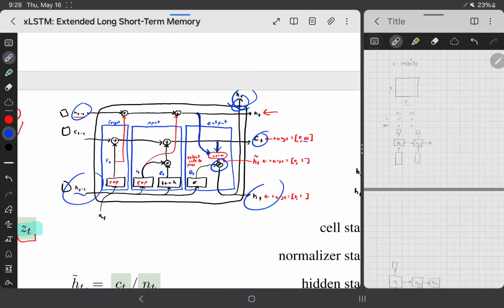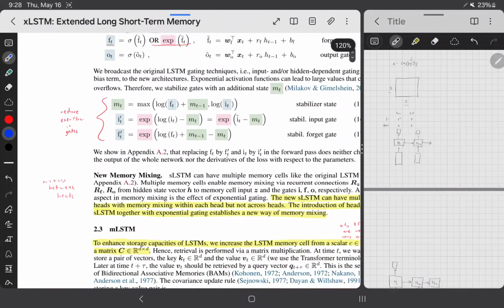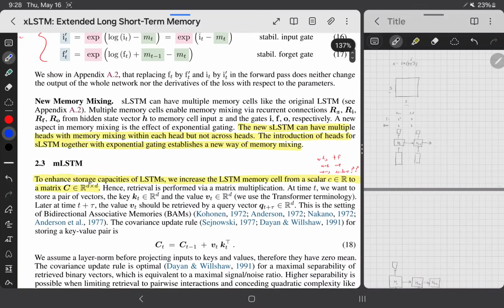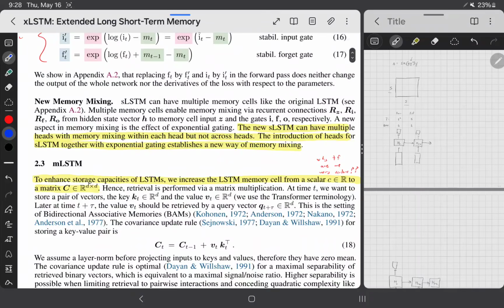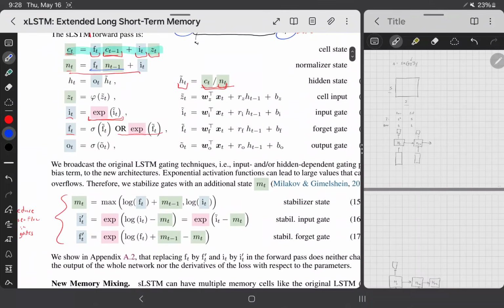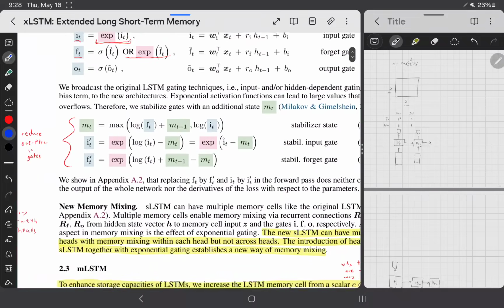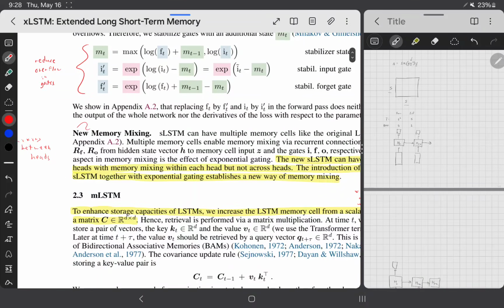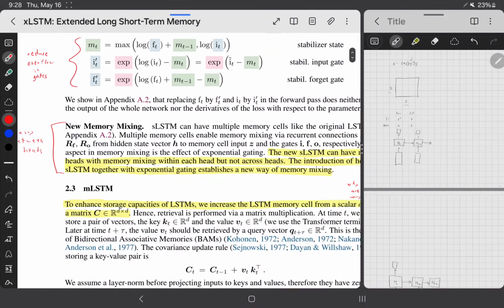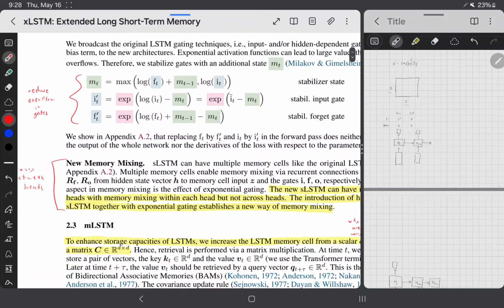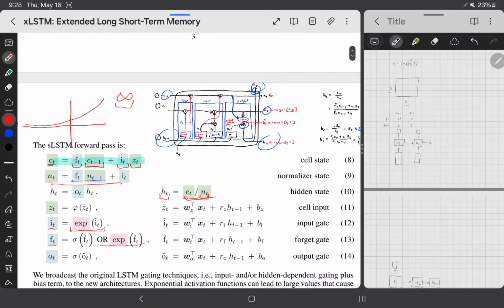So like I said, we've been working with scalars and all that, and you're probably like, why don't we work with vectors? I was thinking the same. The reason they don't really work with vectors here and they just work with scalars is because they have this thing called memory mixing, and memory mixing basically is this idea. I'll draw it out over here.